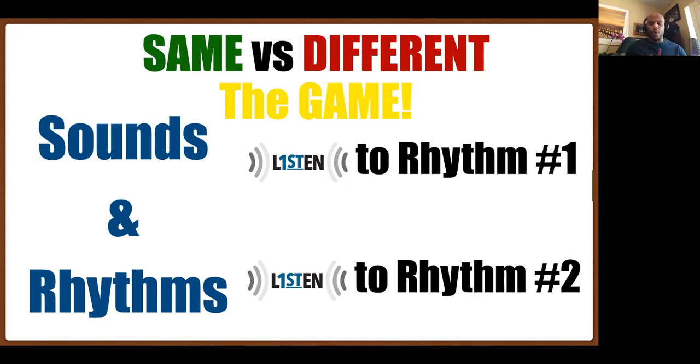Here is rhythm number 1. Rhythm number 1. Here I go. Oh boy. Rhythm number 2. What do you think? Same or different? Listen again. Rhythm number 1. Rhythm number 2. Same or different? Here we go.